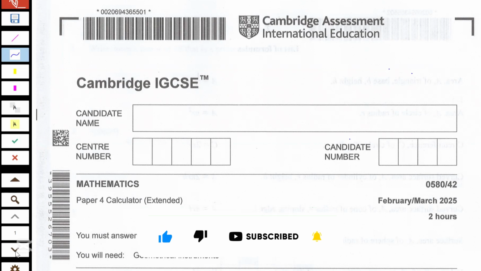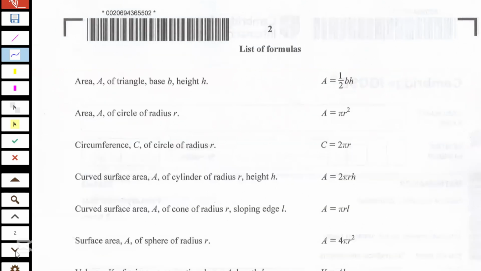In this video, I will be solving Cambridge IGCSE Mathematics Paper 4 Extended of February-March 2025. Question number 1. Write down the factor of 28 that is a prime number.